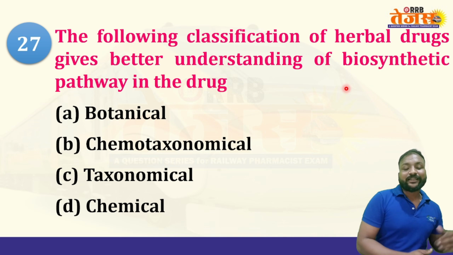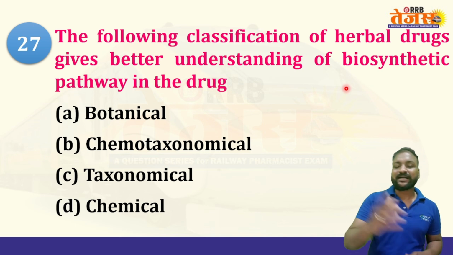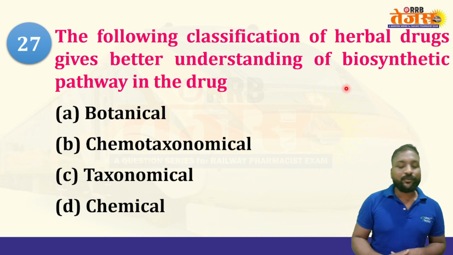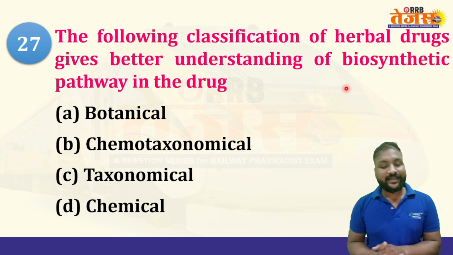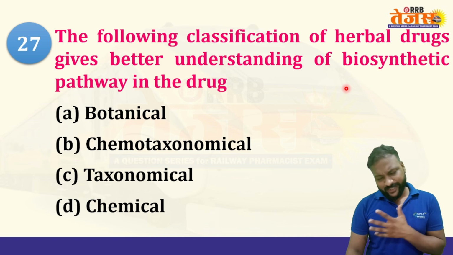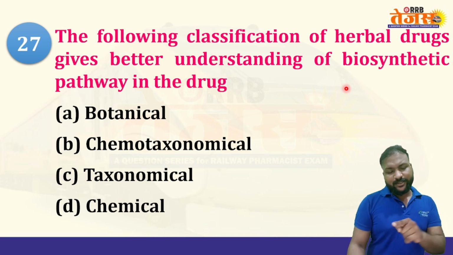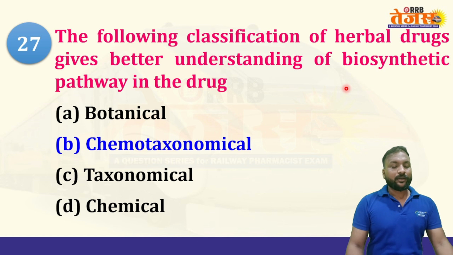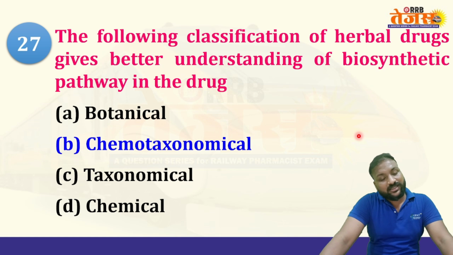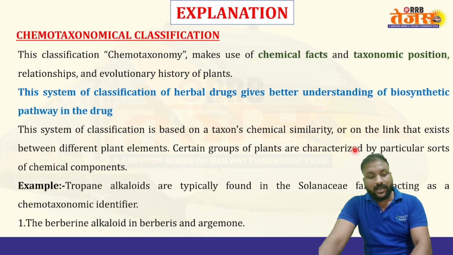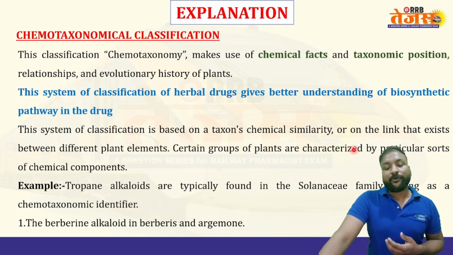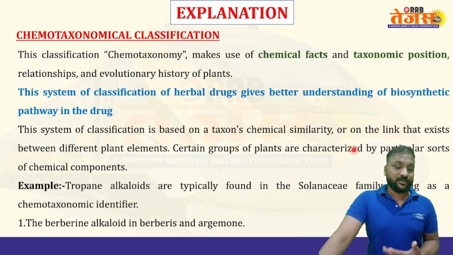Next question. The following classification of herbal drugs gives a better understanding of biosynthetic pathway in drug. Option A, botanical; B, chemotaxonomical; C, taxonomical; and D, chemical. We'll see the right answer here. Option B is the right answer. Chemotaxonomical classification is the right answer. As you know, it is a system of classification of herbal drugs for better understanding of biosynthetic pathways, etc.